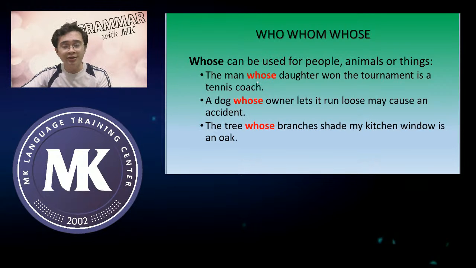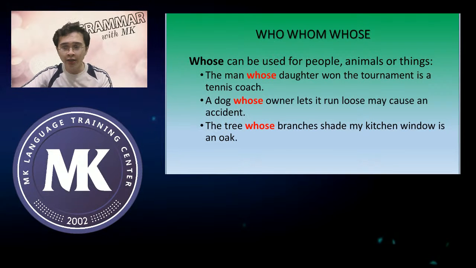So as you notice, guys, most of these WH words, also for whose, for number 3, we can see them after the noun. We have the tree, the noun, whose branches shade my kitchen window is an oak. So that's why, remember, if you want to make your sentence complex, I would advise you to use WH clauses or relative clauses to make your sentence more complex and longer.